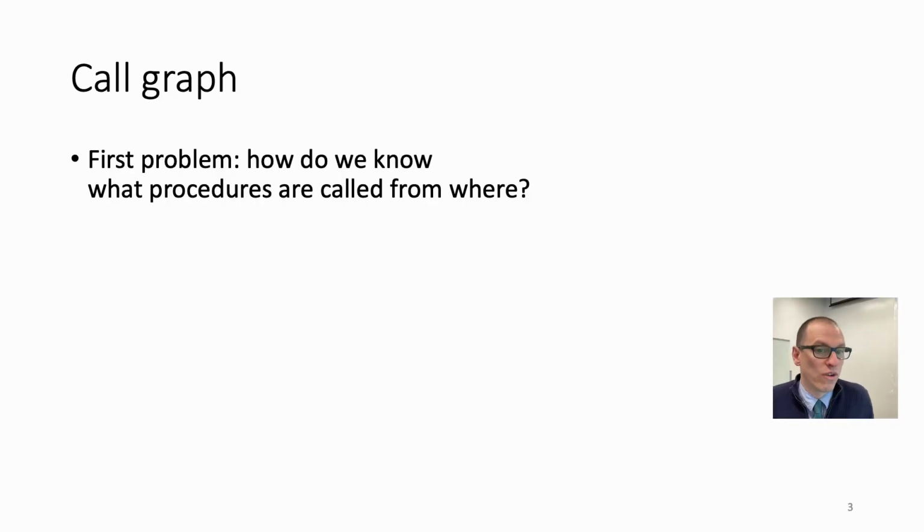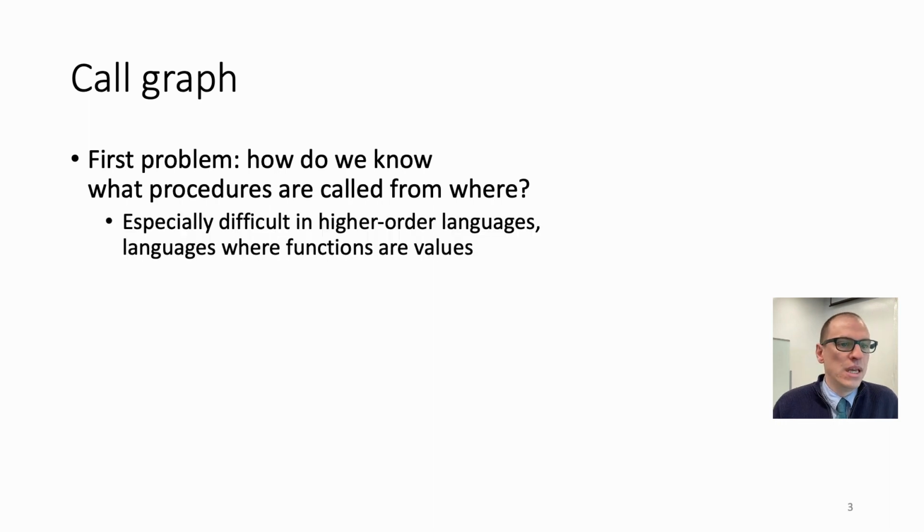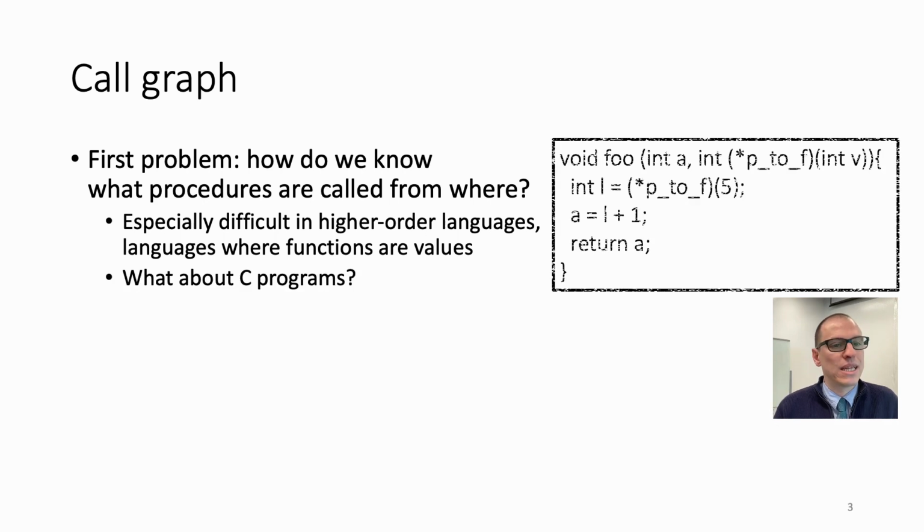First of all, the CallGraph. Why do we need it? A CallGraph answers the question: which procedure can invoke which other procedure? Or in other words, if I have a function, what are the other functions that can invoke this function that I have in front of me? This is especially difficult to answer in higher order languages, where functions are values. But it's also difficult for C programs.